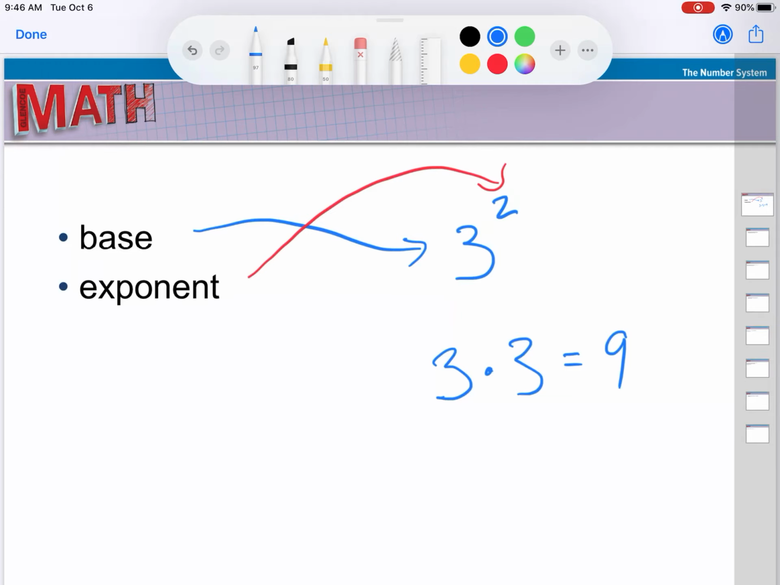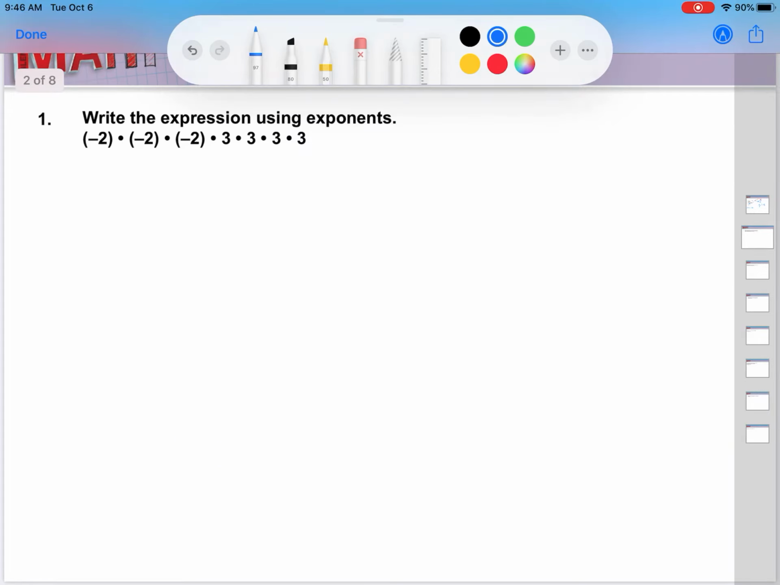All right, so base is our big number. It's what's being multiplied by itself over and over and over. And our exponent is how many times. So the exponent is 2 times. If the exponent was, let's just say it was x to the 5th, it would be x times x times x times x times x. 5 x's. All right? So we're writing expressions using these exponents, or writing exponential expressions.